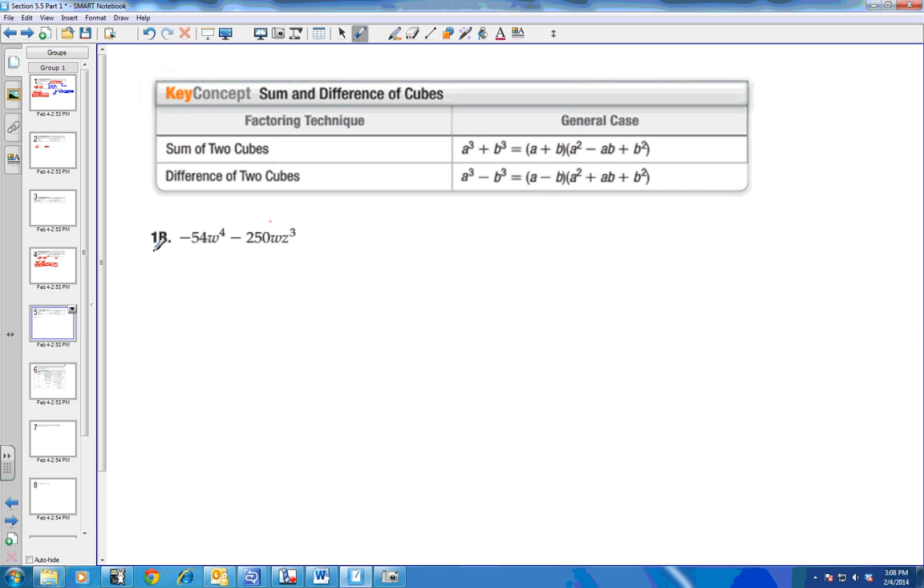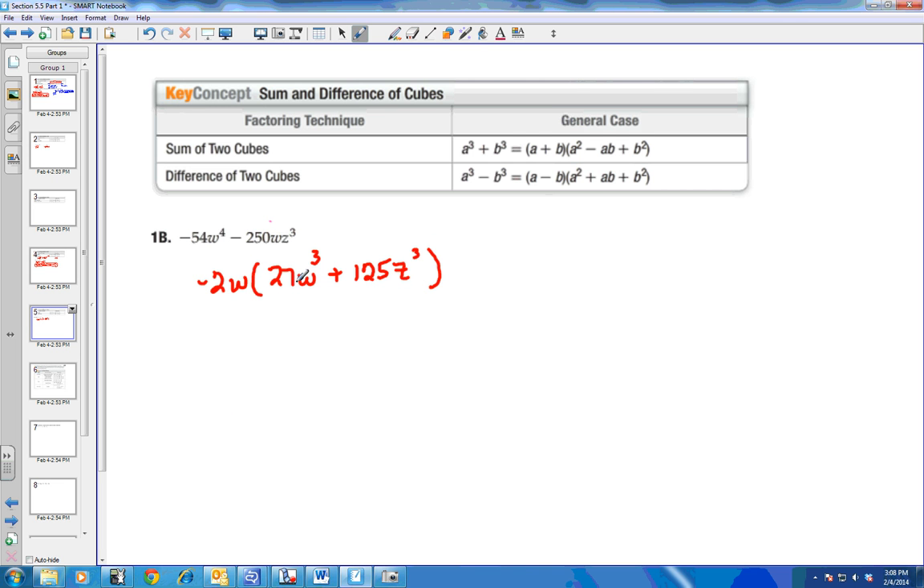Let's factor this one. So first of all, I can factor out a negative 2, and I'm going to do a negative because they're both minus w. When I factor that out, I have 27w cubed plus 125z to the third.